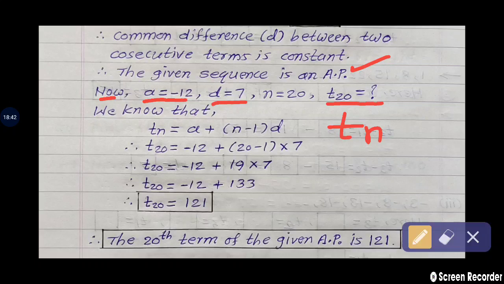So what is the value of n? That is 20. We know the formula of Tn: Tn is equal to A plus n minus 1 multiplied by D. Substitute the values. Instead of Tn, we find the 20th term, so T20 is equal to the first term, that is the A value, minus 12, plus, substituting n equal to 20, 20 minus 1 multiplied by the difference 7.